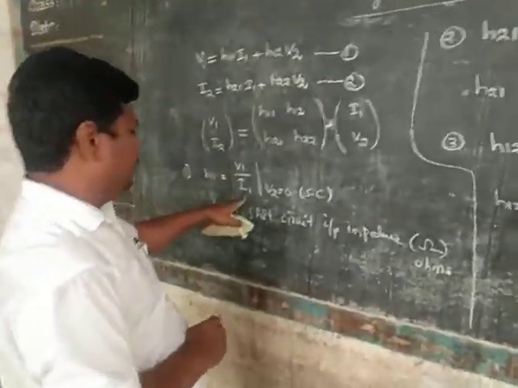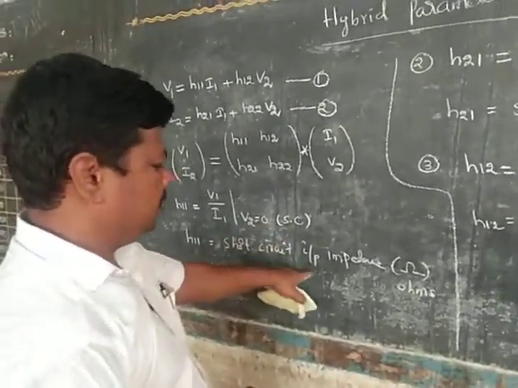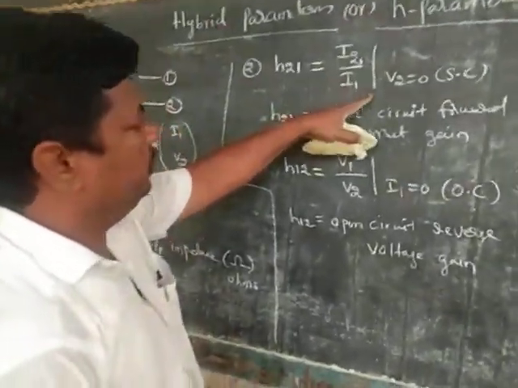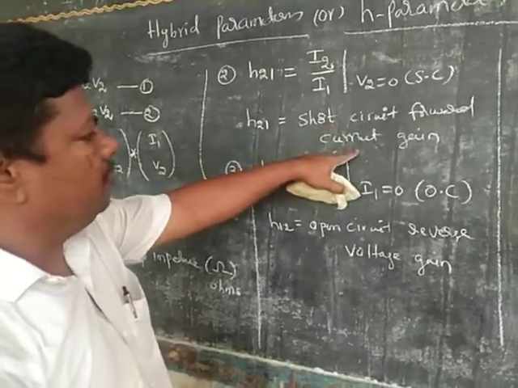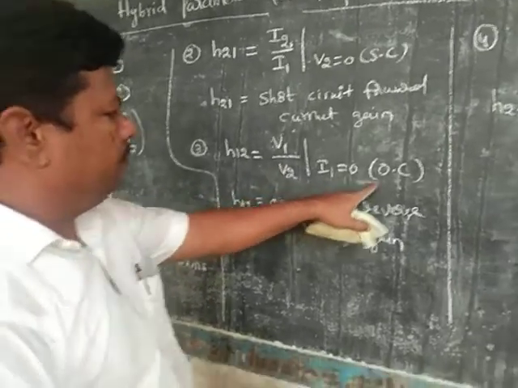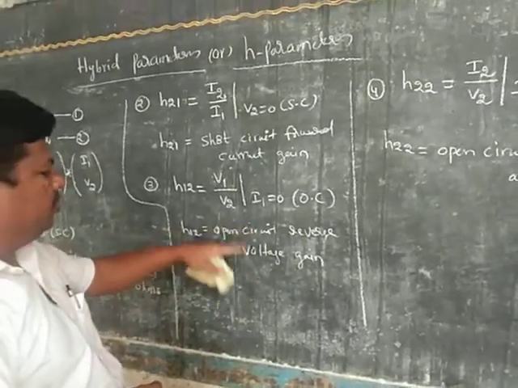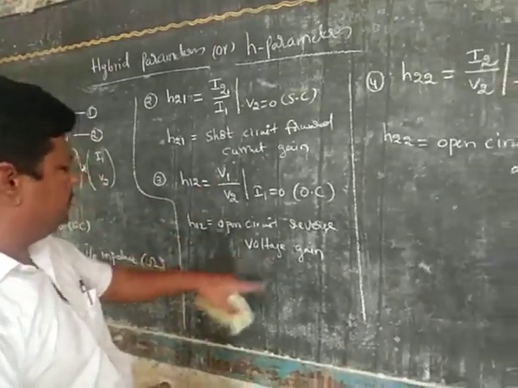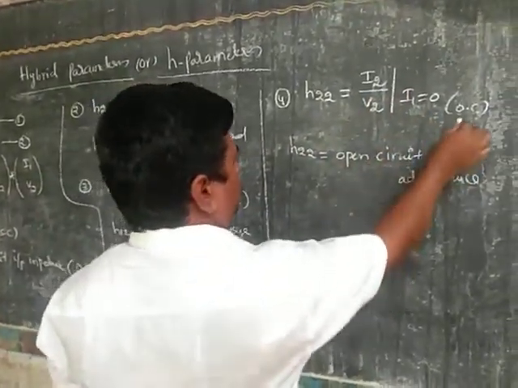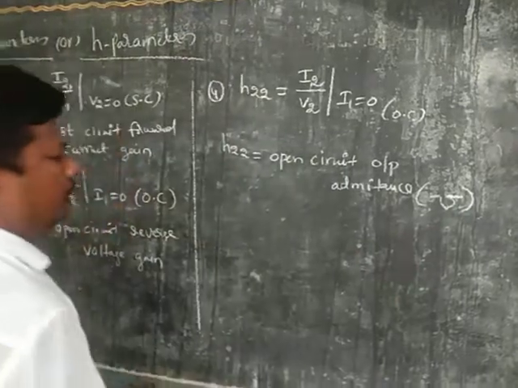H11 is equal to V1 by I1 when V2 is equal to 0, which means short circuit: short circuit input impedance, measured in ohms. H21 is I2 by I1 when V2 is equal to 0: short circuit forward current gain. H12 is V1 by V2 when I1 is equal to 0, which is open circuit: open circuit reverse voltage gain. General voltage gain means output by input, but here it is input by output. H22 is I2 by V2 when I1 is equal to 0: open circuit output admittance. Okay, these 4 are the H parameters.